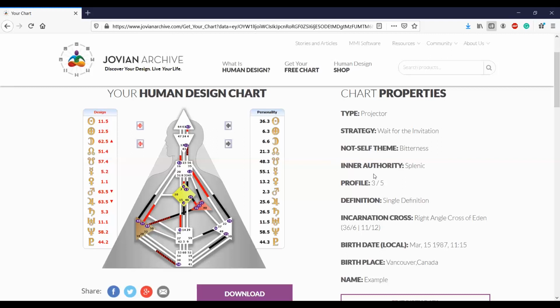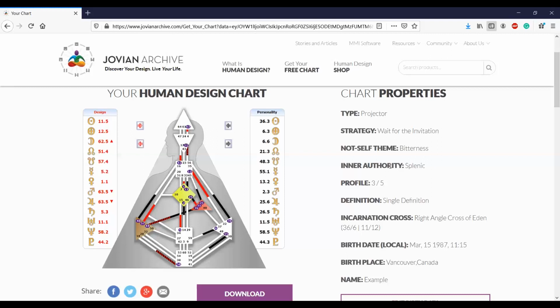All right, so then inner authority. Authority is the second most important thing one should know. Authority tells us how to decide so that our decision is aligned with our path and purpose in this life. If you don't have time or interest for anything else, do at least check type and authority. You'll get enough information to start applying it to your life and being aware of their benefits, if I may call them that.